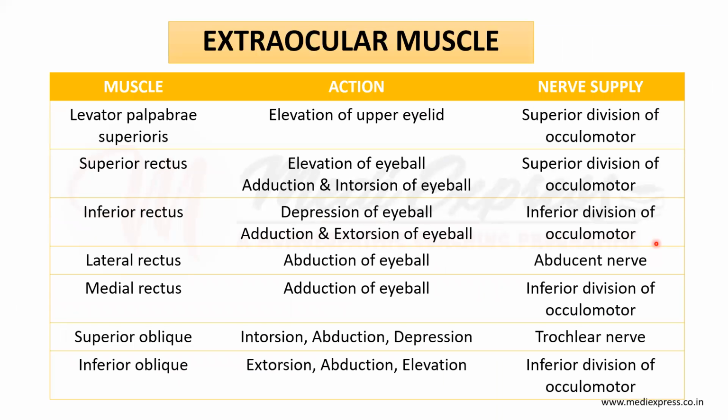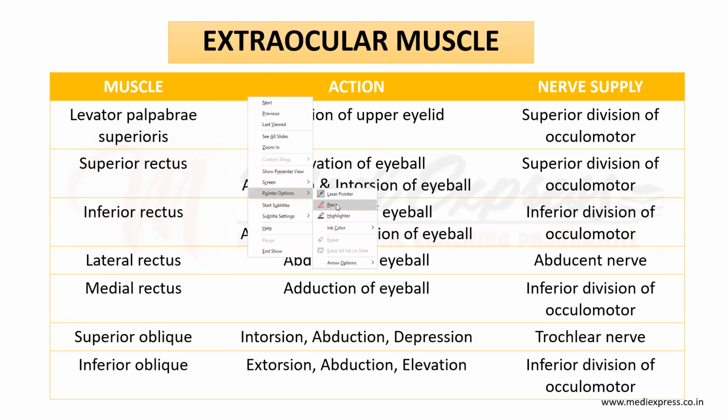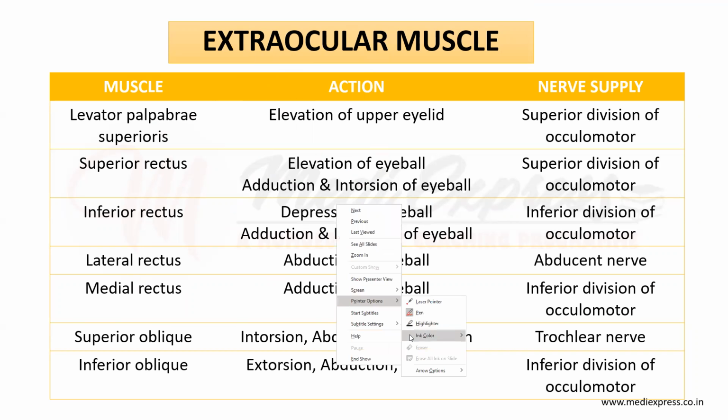So now, coming to the extraocular muscles. We'll see which they are. Before I go into detail of all these muscles, their action and the nerve supply, one thing you need to remember is that these extraocular muscles are located within the orbit. That is one piece of information which you need to remember.